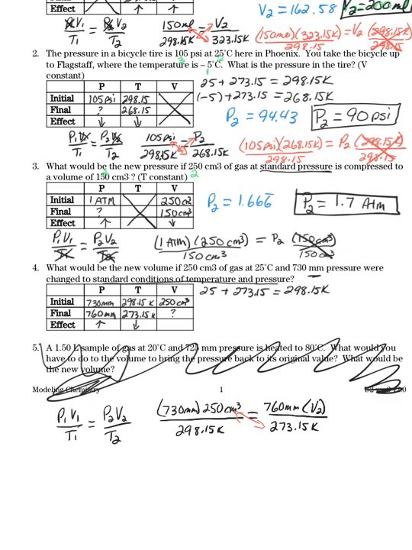Let's do these one at a time. The first one I'm going to do is right here. So I've got 730 times 250 times 273.15 is equal to, now I'm ready for these two, 298.15 times 760 times my volume. Now, this is the first time we've had multiple variables other than the question above.